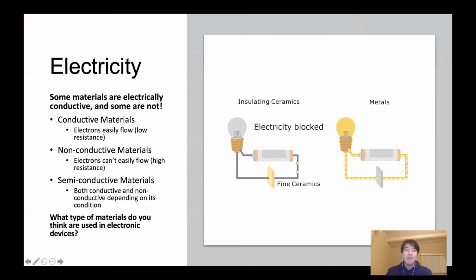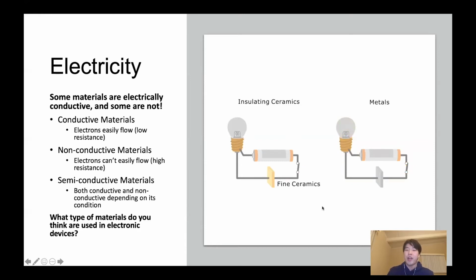Okay. So some materials are able to let charges flow. Some materials are not. They do not. So conductive materials. When we say conductive materials, that means electrons are able to flow with low resistance, meaning they don't get resisted a lot. So it means it flows freely. Non-conductive materials, we call them insulators, like rubber. It doesn't let electrons flow easily, meaning really high resistance.